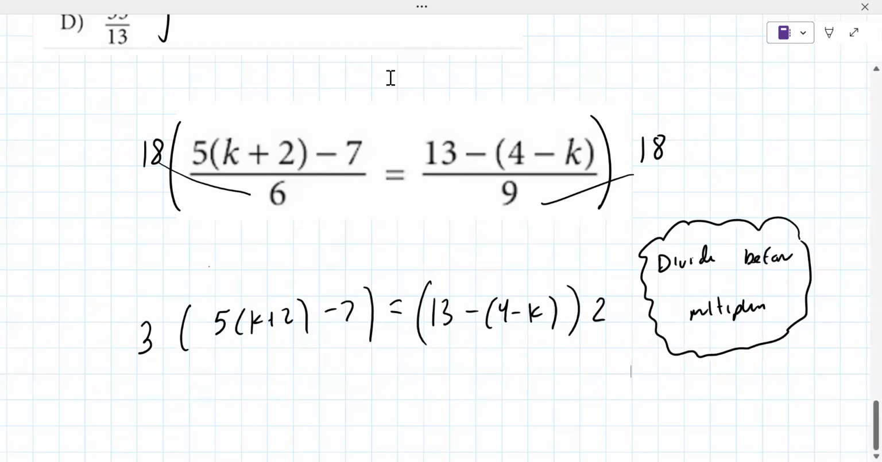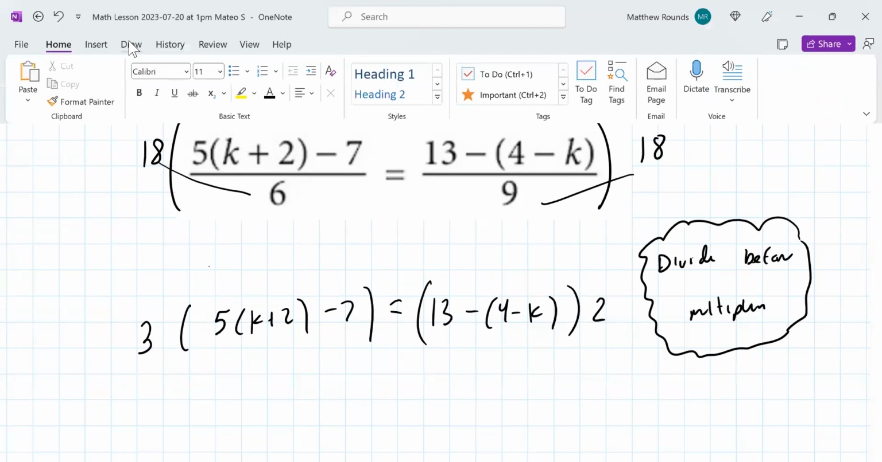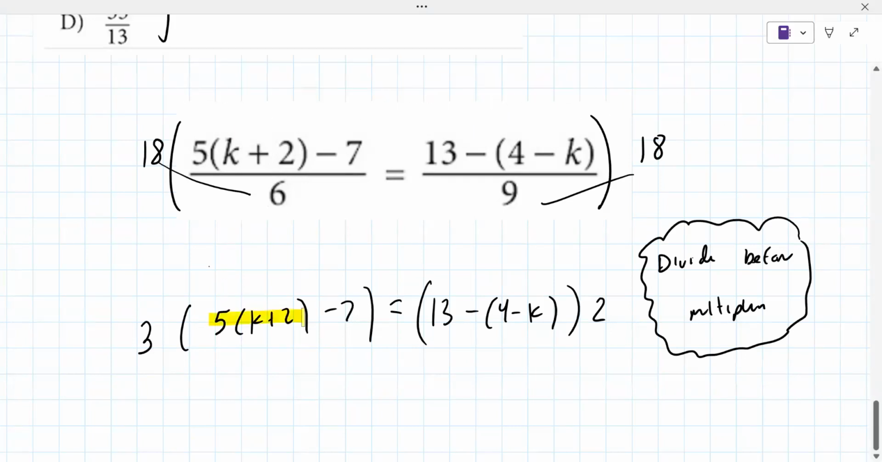So in terms of what you do next, another kind of confusing thing here for students is that this is really one term that I'm circling. That's 5 times k plus 2. It's really one term. Terms are separated by the plus and minus operator. So there's this term here and then this term here. Let me highlight it because it's a small point. We're going to do this problem. I'm not going to do a bunch of these, but that's a term and that's a term. Then I'm highlighting 13 is a term, and then 4 minus k is a term.